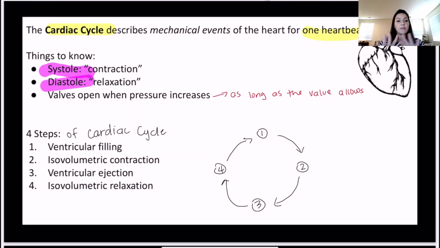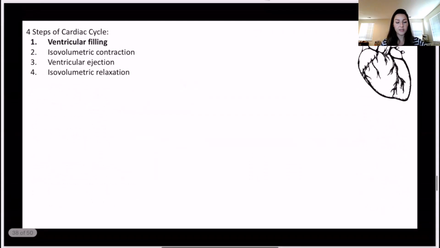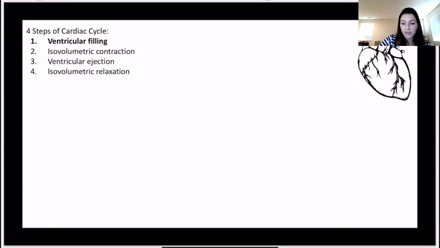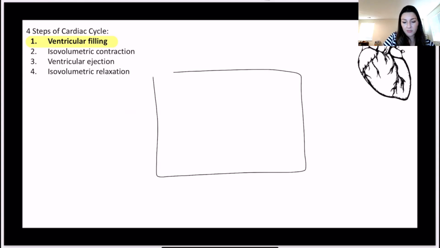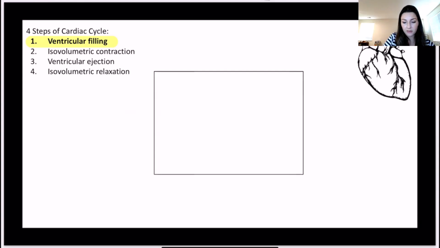Okay, so now that we've established what the cardiac cycle is, mechanical stuff happening in one single heartbeat, there's 4 steps. The first step we're going to talk about together is called ventricular filling. Filling of the ventricles. And to kind of set the stage for what we're about to talk about, I want to have a really simplified drawing so that everything is easier to talk about. So where I'm actually going to start is just a box. That box is going to represent our heart.